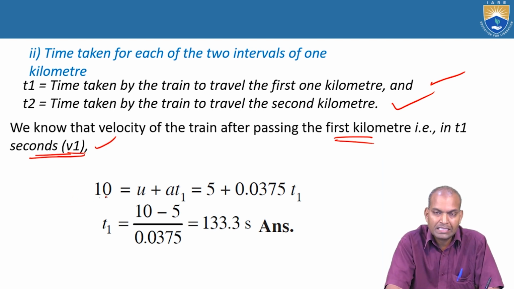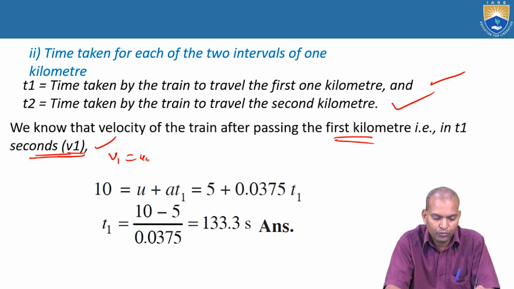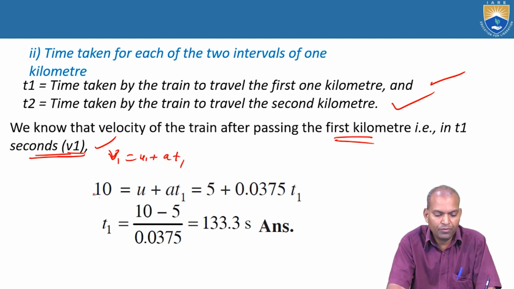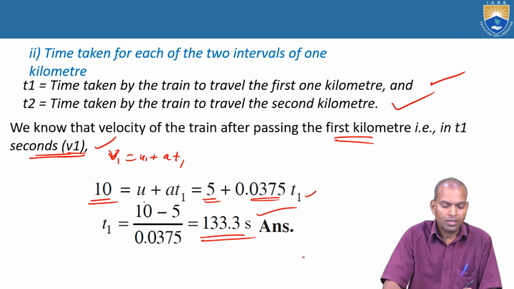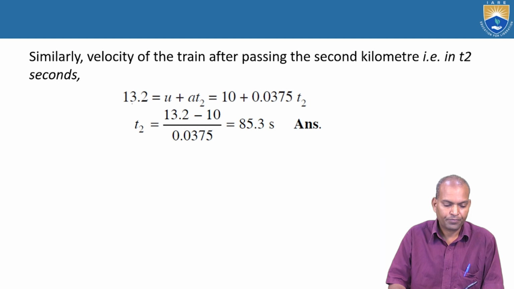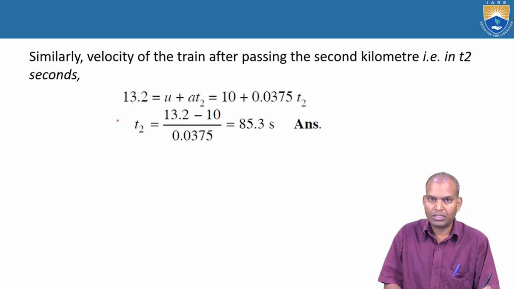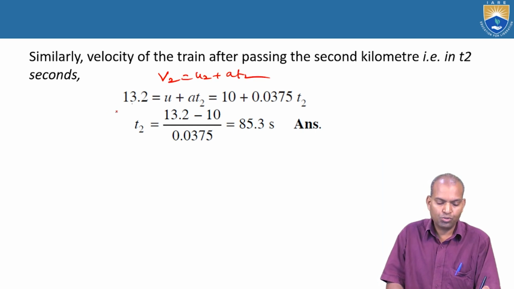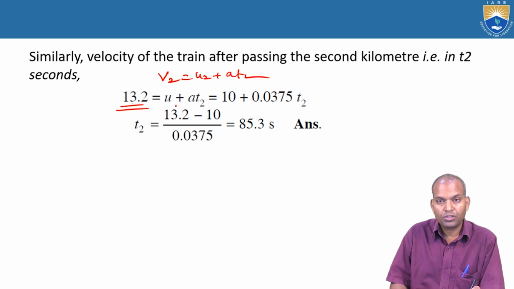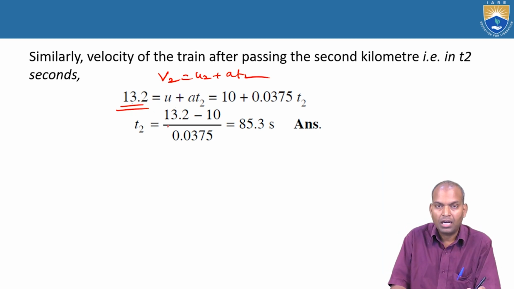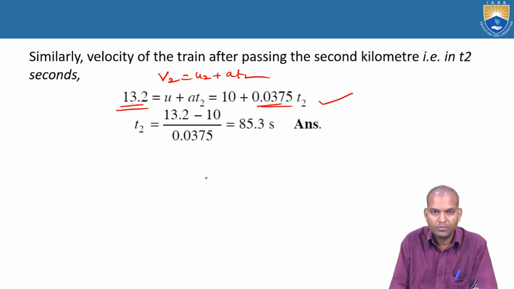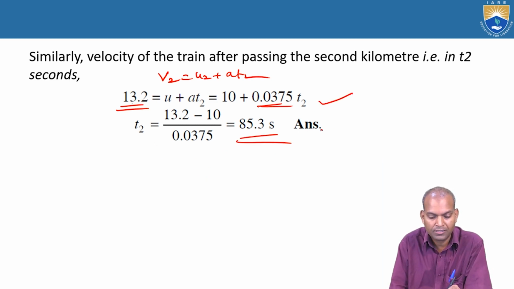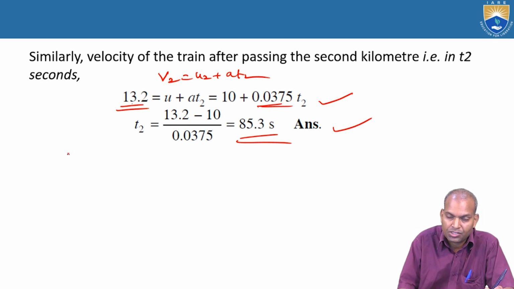v equal to u plus at, so v1 equal to u1 plus at1. From that, v1 is 10, equal to u plus at1. What is u? 5 plus 0.0375 t1. From that, t1 equals 133.3 seconds. Now similarly, for the second kilometer stone, v2 equal to u2 plus at2. v2 is 13.2, whereas u2 is 10 and a is 0.0375, and t2 is the time for the second kilometer stone. That is, t2 is calculated as 85.3 seconds.